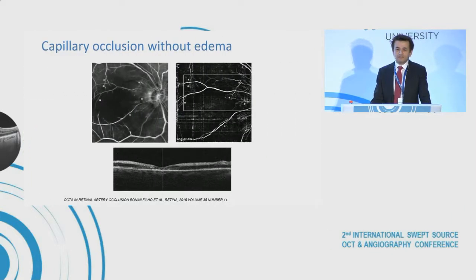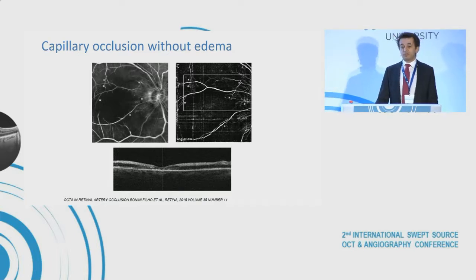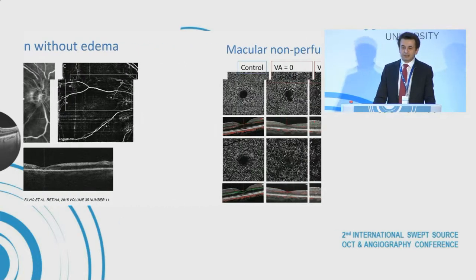So we know that if you have capillary occlusion, huge ischemia, you don't have edema. But not always edema, I mean not cystoid edema. But this may not be a proof, because you say if there's no perfusion, if there are no capillaries perfused, it's normal that you have no fluid. So maybe we have to look at something different.